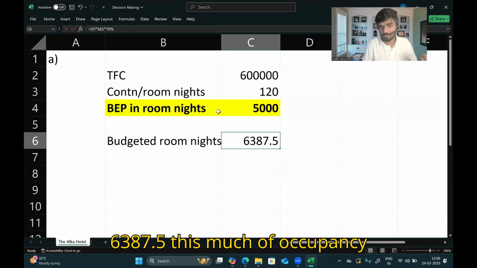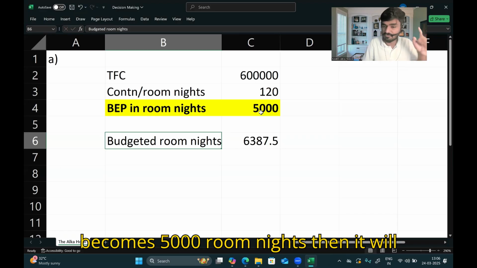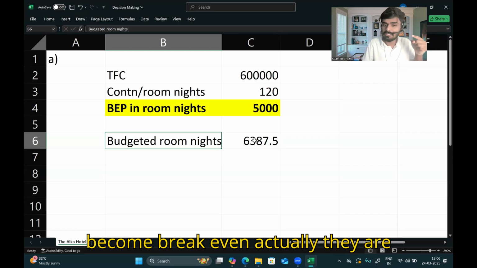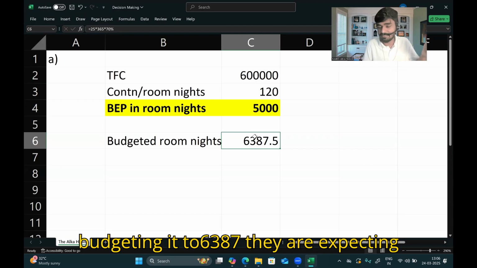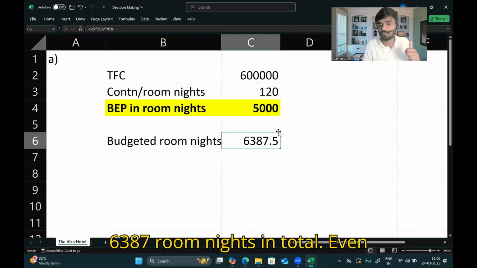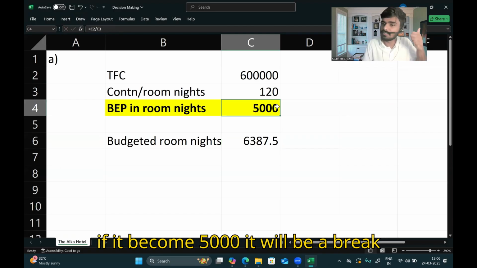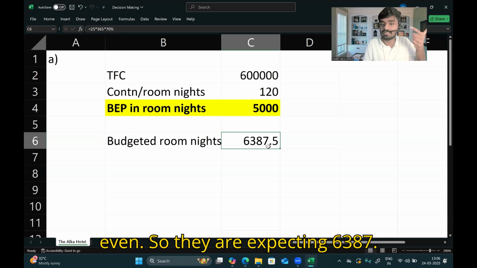6,387.5. This much of occupancy. This is budgeted room nights. Even if it becomes 5,000 room nights, then it will become break even. Actually, they are budgeting it to 6,387. They are expecting 6,387 room nights in total. Okay, even if it becomes 5,000, it will be a break even. So they are expecting 6,387.